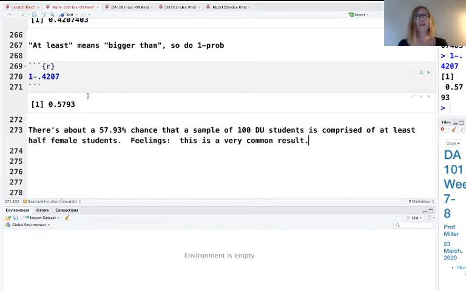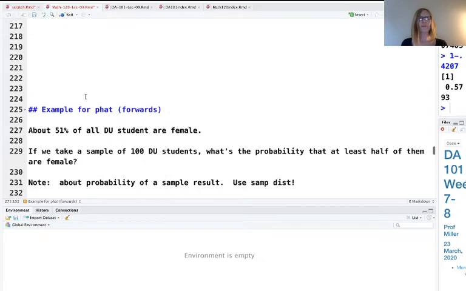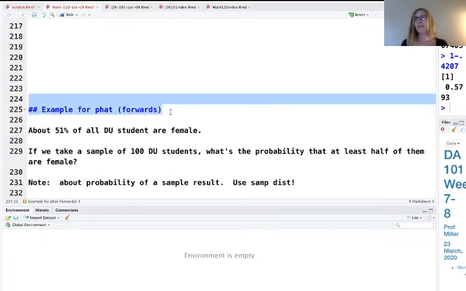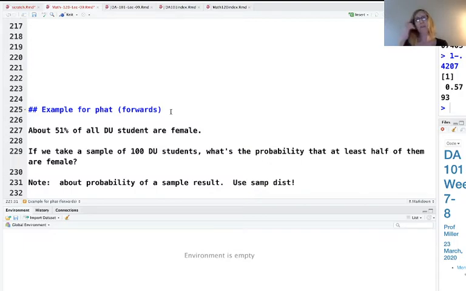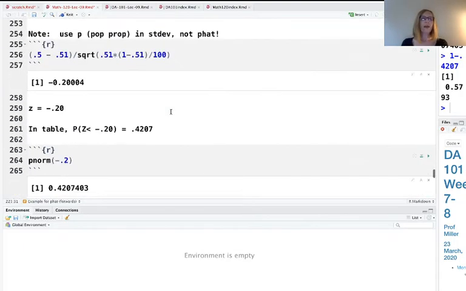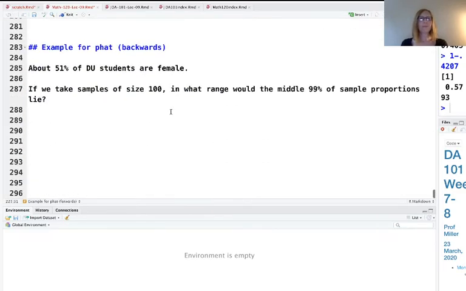Okay. Let's do one more example with this stuff. But for this one, let's do a backwards problem. Of course, this was a forwards problem because we started with a particular value, half, and we found a probability associated with it. Let's do a backwards problem. Here, same setup. Still about Denison students, and it's still true that 51% of Denison students are female. This question says, if we take samples of size 100, in what range would the middle 99% of sample proportions lie?